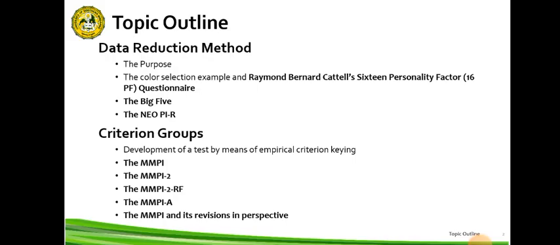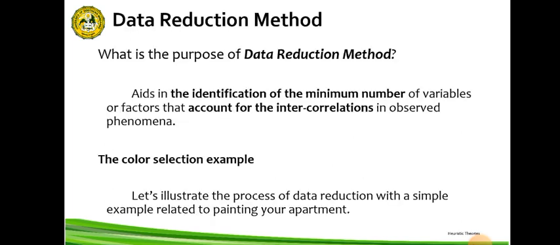Today we will be discussing a few data reduction methods, the means of empirical criterion keying, and revisions of the Minnesota Multiphasic Personality Inventory. Data reduction methods include several types of statistical techniques collectively known as factor analysis or cluster analysis. It aids in the identification of the minimum number of variables or factors that account for the intercorrelations in observed phenomena. Simply put, data reduction methods trim down choices from a set of clusters or factors.